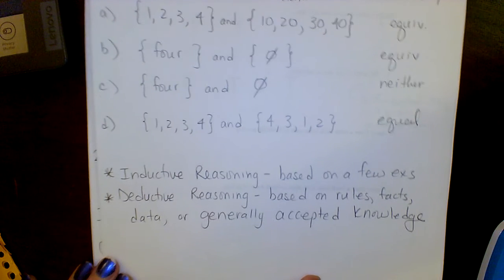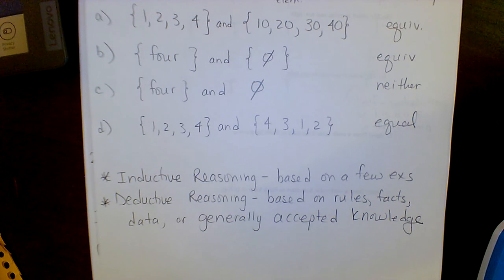We very briefly talked about inductive and deductive reasoning. That was, what, in section 1.1 or something? Inductive reasoning is reasoning and reaching conclusions based on just a few examples. Deductive reasoning is getting to a conclusion based on rules, facts, data, or generally accepted knowledge. So there are different types of reasoning, different ways that you come upon your conclusion. Are you doing so based on rules, facts, data, or are you coming to this conclusion based on just a few examples that you did?